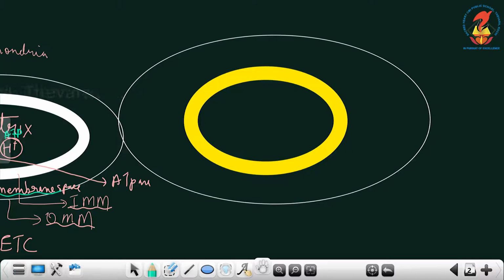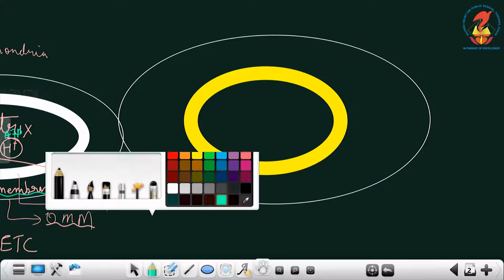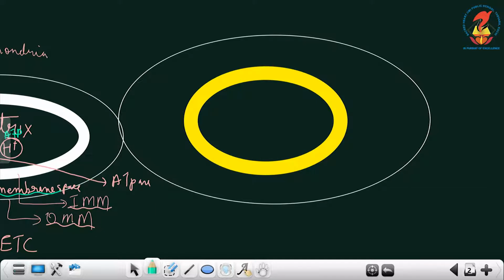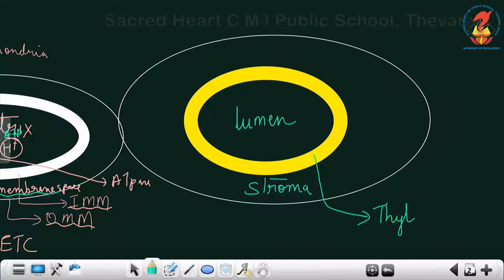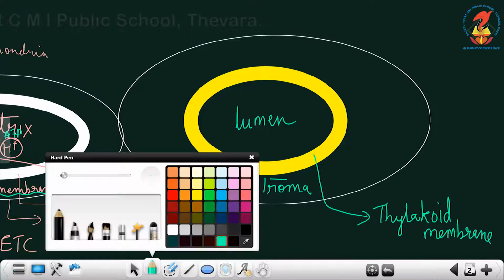So, now concentrating only on the four requirements, I am labeling these structures. This region inside the thylakoid is called lumen, and outside the thylakoid is called stroma. So, the two regions we have identified. And what will the yellow be, which I deliberately made thick? The thylakoid membrane. So, from that you can understand I deliberately made it thick to accommodate our ETC. So, I am going to accommodate our ETC.